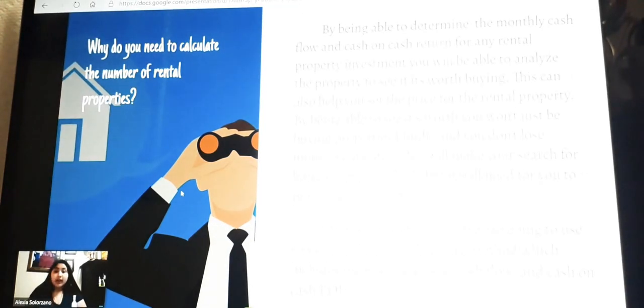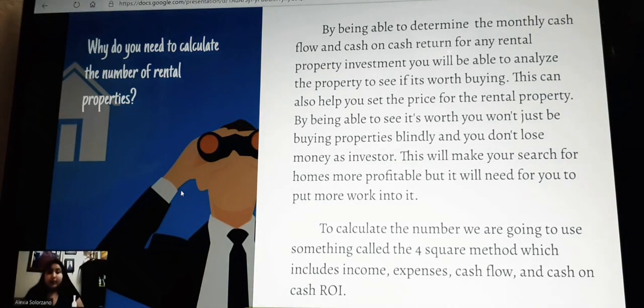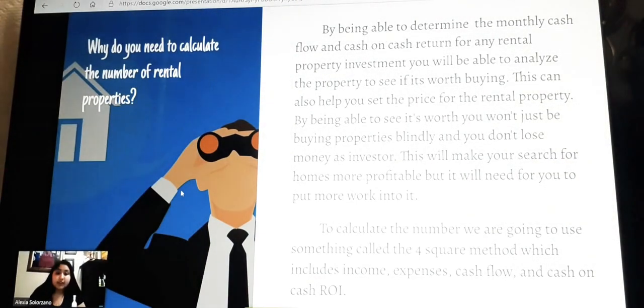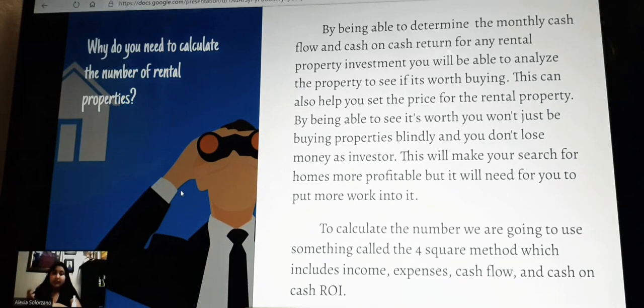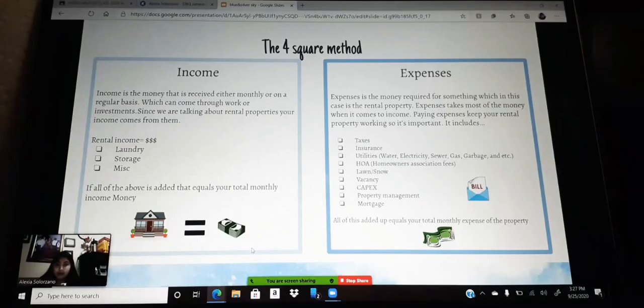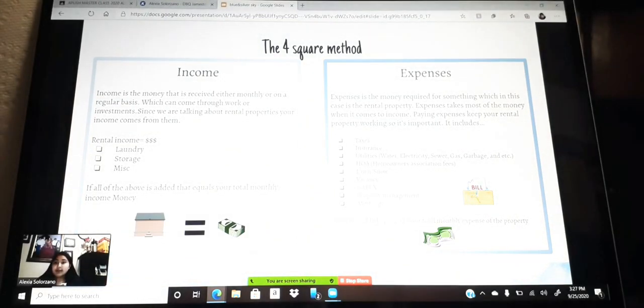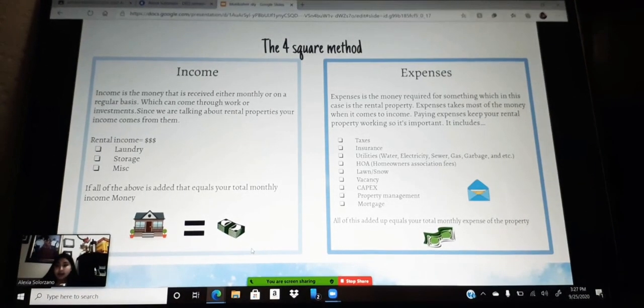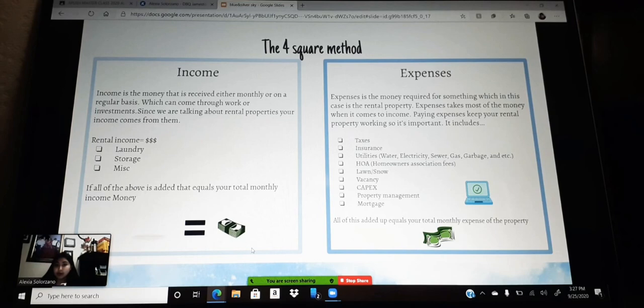To calculate the numbers, we're going to use something called the Foursquare method, which includes income, expenses, cash flow, and cash-on-cash ROI. The Foursquare method. Income is the money that we receive either monthly or on a regular basis, which can come through work or investments. After you add up all your income, that's your total monthly income.